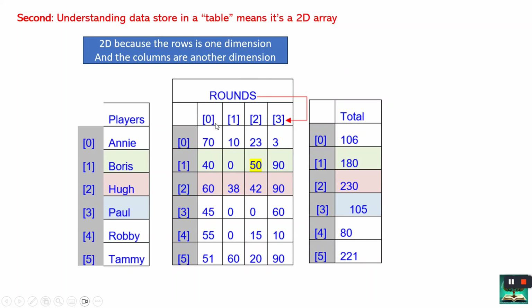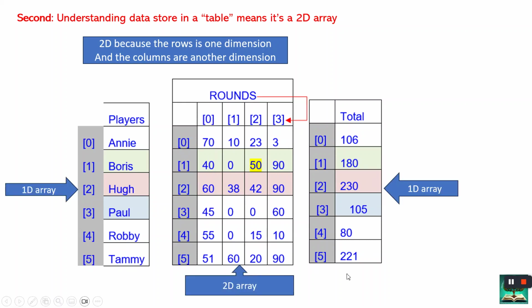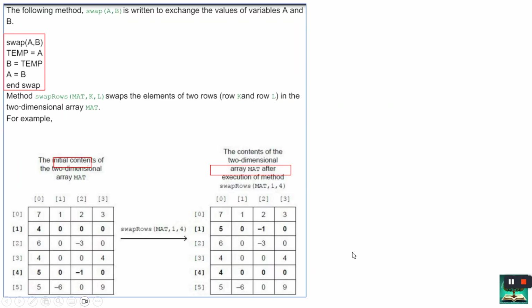Always, the first index refers to the rows and the second index refers to the columns. Keep this in mind as a rule: first one for the row and the second for the columns. And this is a one-dimension array, and this is a two-dimension array. So now, let's go through this question.